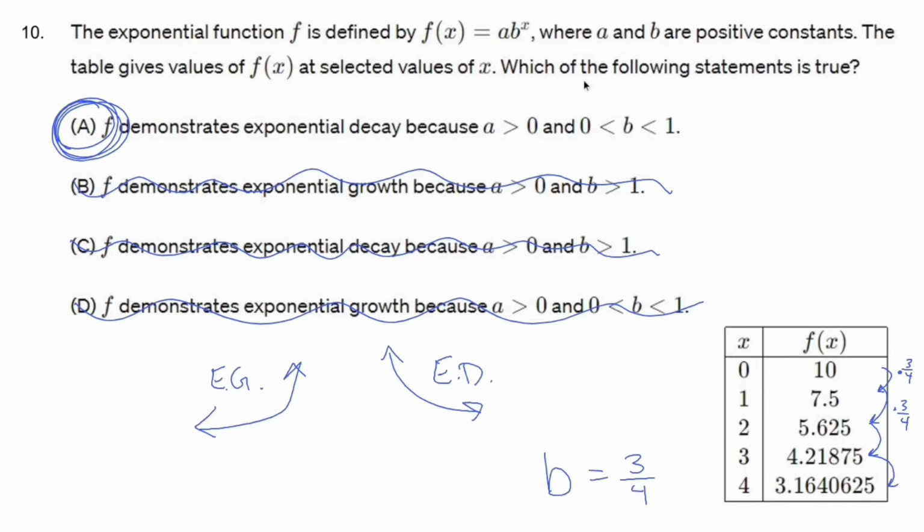By definition, a is whatever it is, it's got to be positive. But if b is greater than 1, you're looking at exponential growth. And if b is between 0 and 1, you're looking at exponential decay. Like I said, this one right here is just a false statement. Just like D would be a false statement because if it's between 0 and 1, it's not exponential growth. So you're just a bunch of lies. And we don't like lies, do we? We don't.